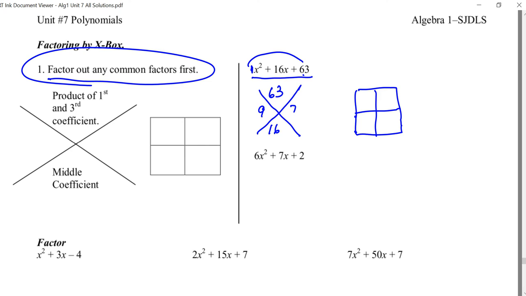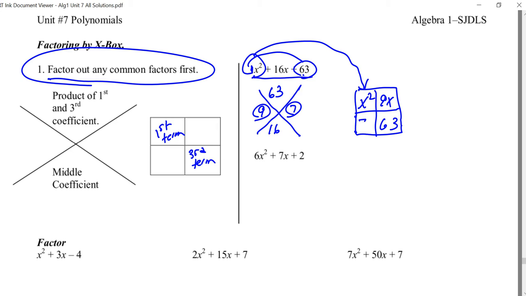In the upper corner of the box, we put x squared. The first term goes in the upper corner. The third term goes in the bottom right-hand corner. Now, this 9 and this 7 can go into either box, but we write them as 9x and 7x. We add an x to them in the box.